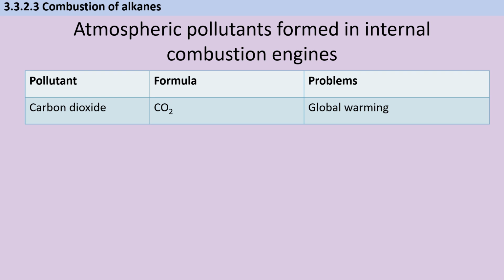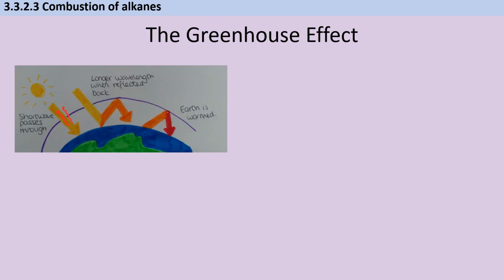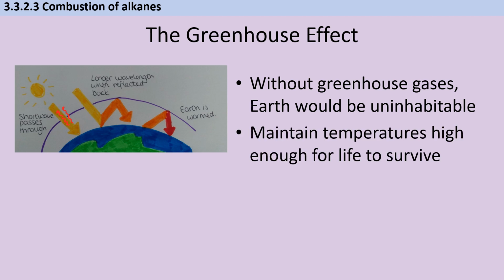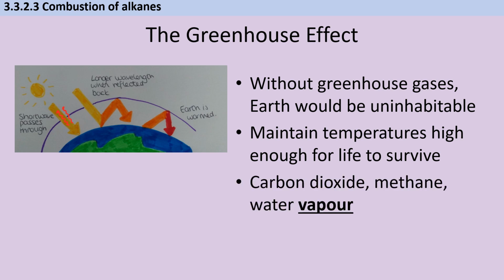So there are various pollutants, and as you know, if we have complete combustion, we release carbon dioxide and water, and carbon dioxide leads to global warming. You already learned at GCSE that without greenhouse gases, the Earth would actually be uninhabitable because it's far too cold. Having greenhouse gases at small concentrations in the atmosphere maintains a temperature that is high enough for life to survive. You also would have learned that carbon dioxide, methane and water vapour were all examples of greenhouse gases.